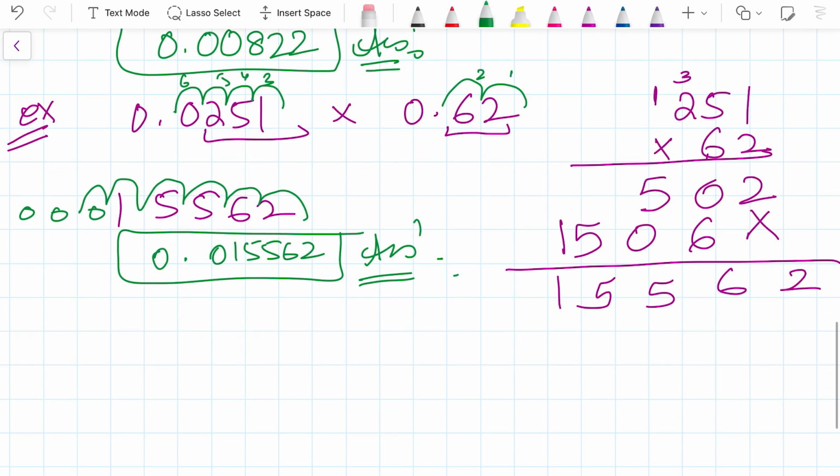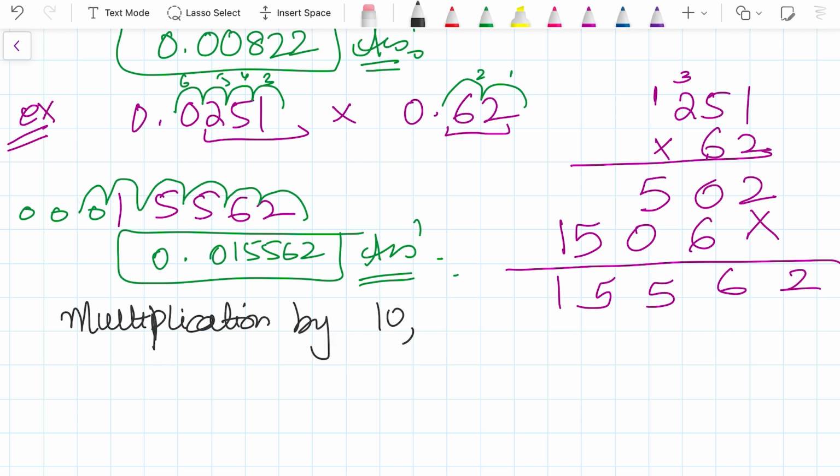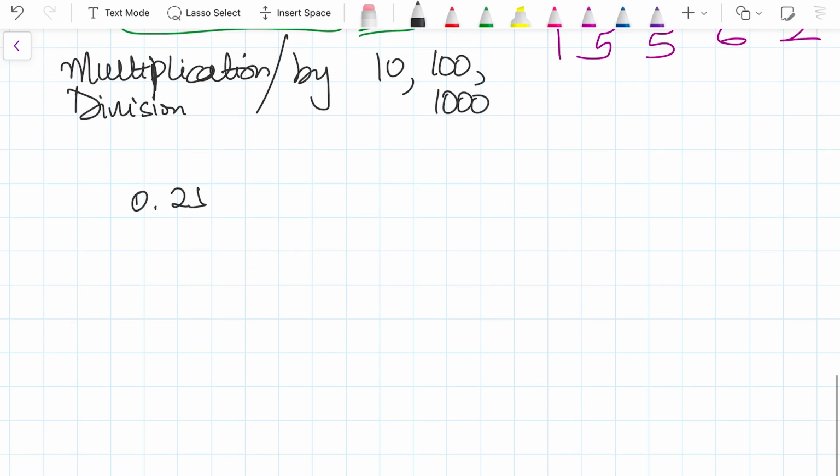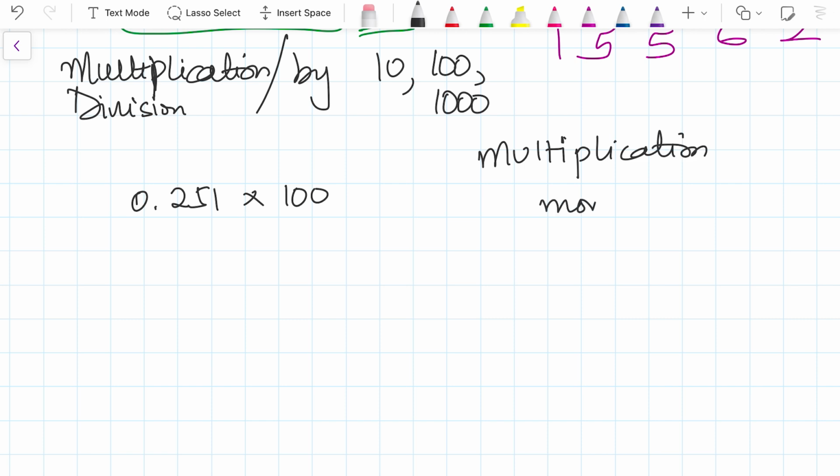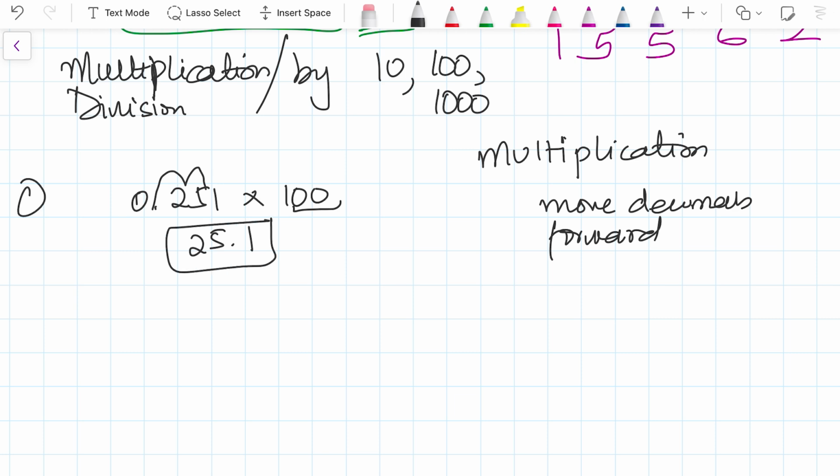Alright. Now let's understand when we say multiplication by 10, 100, 1000 or division. We are going to cover both the concepts. 0.251 into 100. When we have to multiply, we move the decimals forward. How many zeros are there? There are 2 zeros here. So we move 2 decimals forward. That means my answer is going to be 25.1.